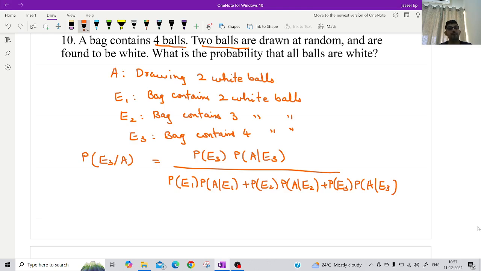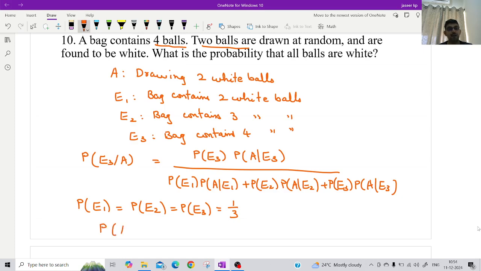Now about P of E1, that is bag has 2 white balls and bag has 3 white balls. So bag has 3 different types of conditions. So each will have same chance. So it will be 1 by 3. Bag is having 2 white balls or bag is having 3 white balls or 4 white balls. So P of E1, P of E2 and P of E3 will be 1 by 3.